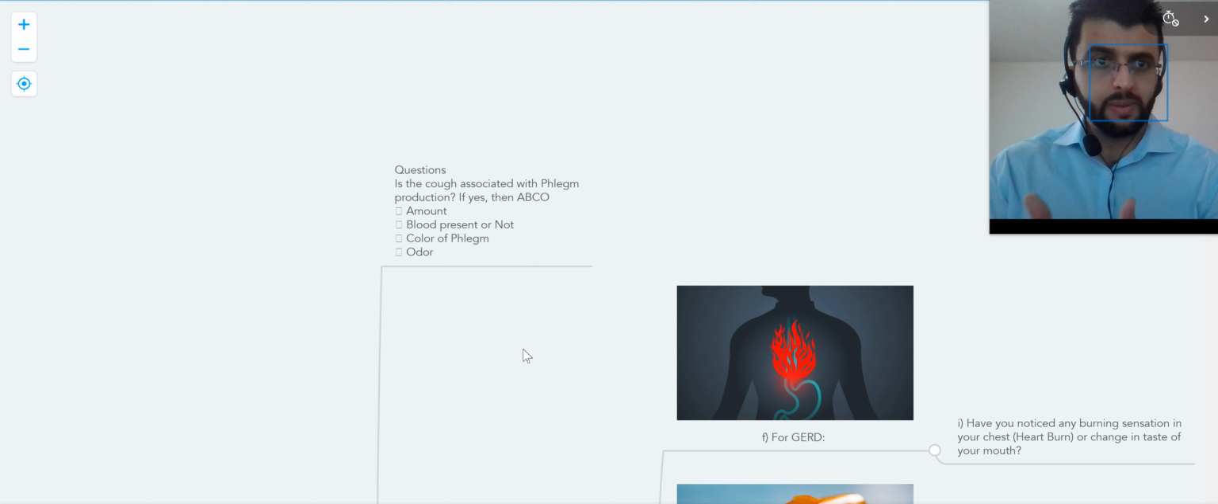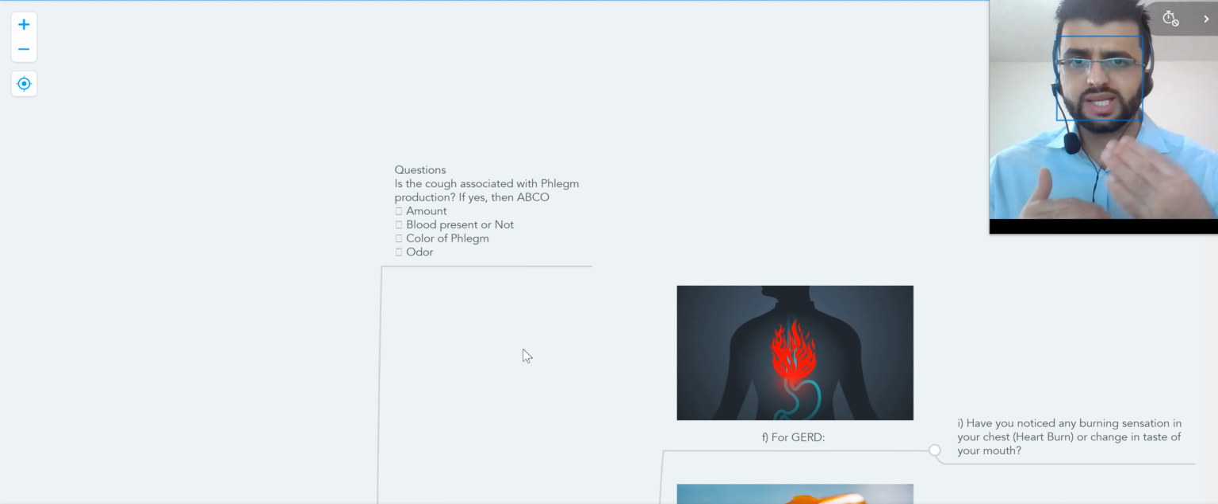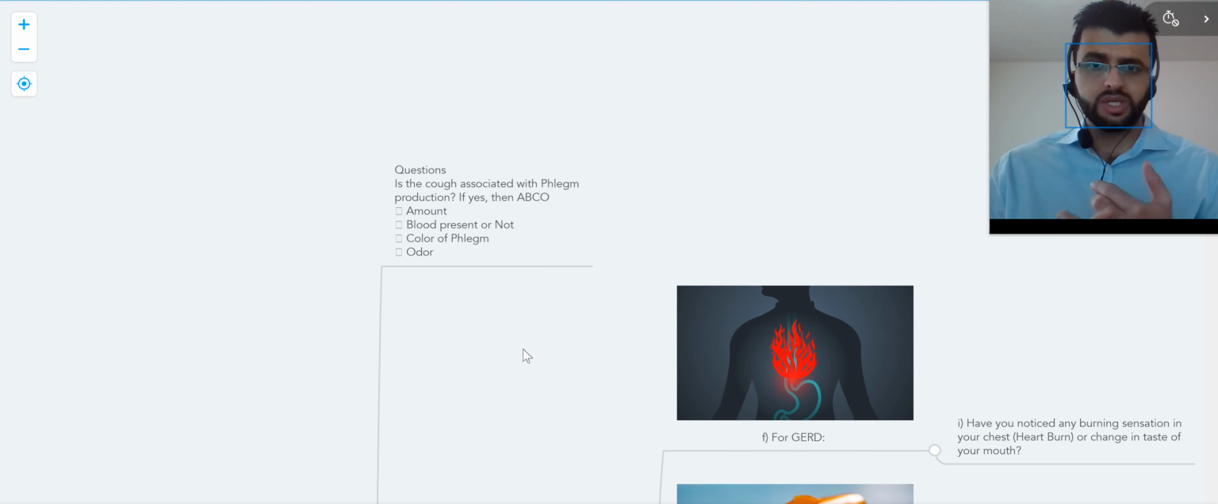So first off, before we go to the differentials, there are questions that you ask. Is the cough associated with phlegm? This is important. So it's productive. If there's phlegm, then we ask A, B, C, O. A for amount, B, blood. Is there blood or not? C for color of the phlegm. What color is it? O for the odor of the phlegm.